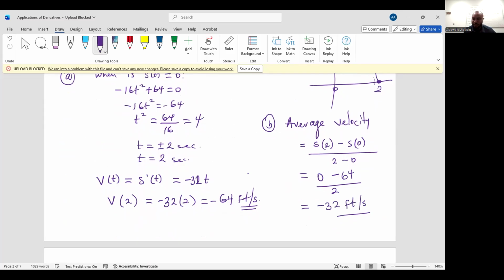So 0 minus S of 0. If I do the same thing, put 0 here, everything here is 0. So I have 64. So that is 64 divided by 2, that is negative 32 feet per second. So you can see the average velocity, the average speed on the entire journey, is actually 32 feet per second. This is telling you that the particle is dropping. But at the instant when it is 2 seconds, you can see it is actually negative 64 feet per second. So you can see the comparison between an instant of time and the average on the entire interval of time.